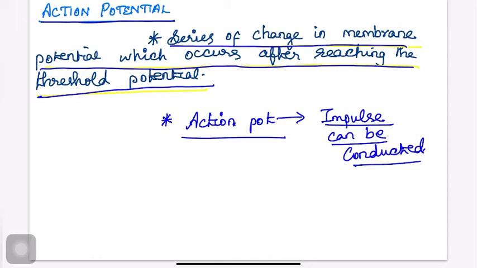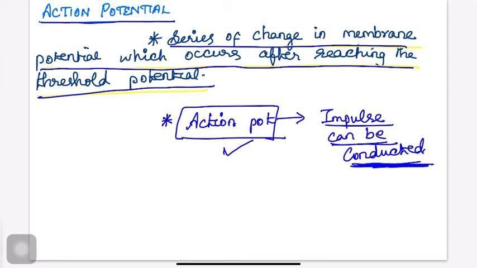Only after reaching the threshold potential, the series of changes in membrane potential will occur, which is termed an action potential. Only when an action potential is generated, the impulse can be conducted. What is meant by conduction? Conduction is the carrying of impulse from one nerve to another nerve or within the nerve.